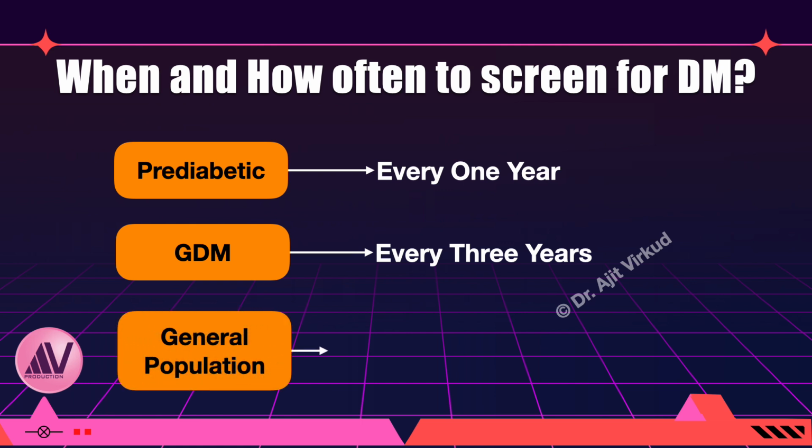In the general population with no risk factors, one must start screening after the age of 35 years. In the past, it was 45 years, but ADA has now changed it to 35 years. It goes without saying that in the high risk population and pre-diabetics and women with GDM in previous pregnancies, one can start screening a few years earlier.